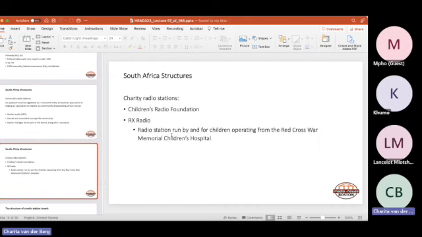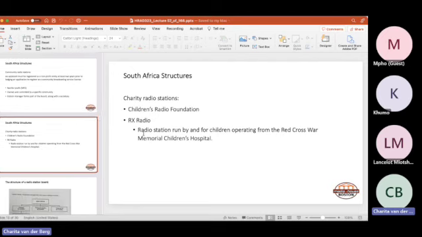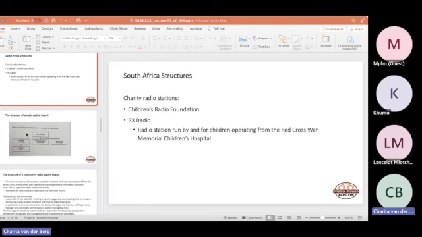Then we also have charity radio stations in South Africa. An example, for instance, is the Children's Radio Foundation, as well as RX Radio. RX Radio is a radio station run by and for children, operating from the Red Cross War Memorial Children's Hospital. So these are actual charity radio stations in South Africa, just to show you that we actually do have some of these.